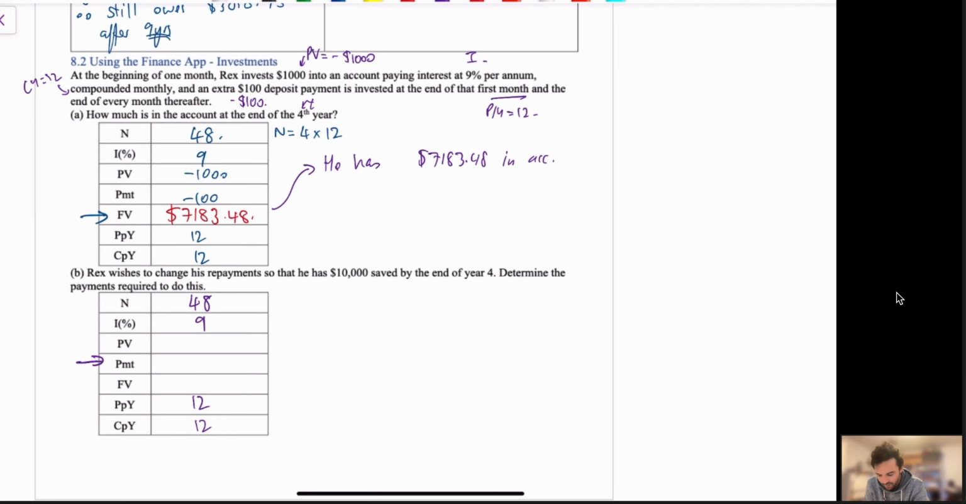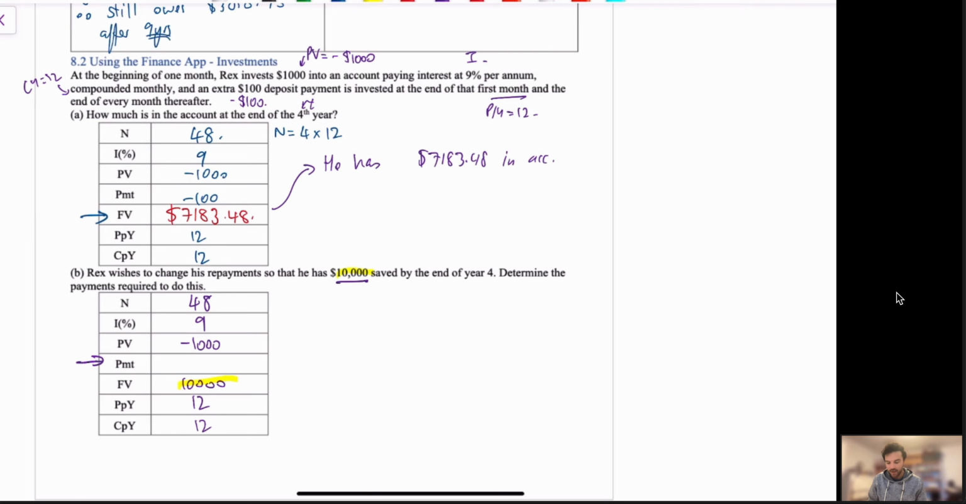Now, we want an FV, and so is PV. Here's $1,000. Now, we want an FV of $10,000 and positive because it's going to go from the investment account into his pocket. So we put that there, $10,000, okay? And it's positive because it's going from the account into his pocket. Okay, so it's an investment.